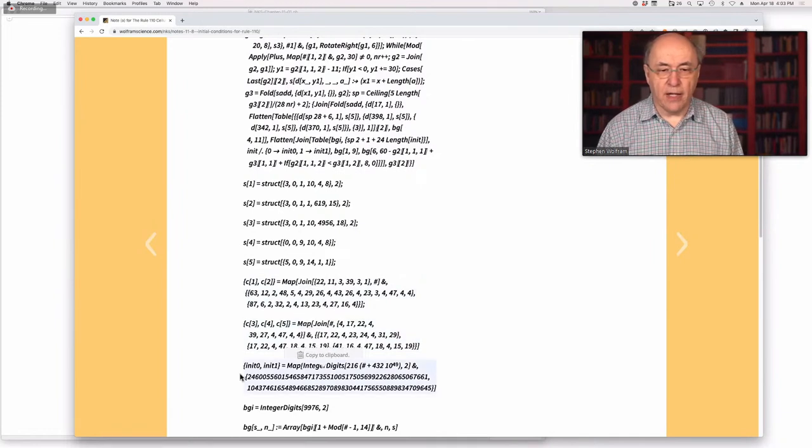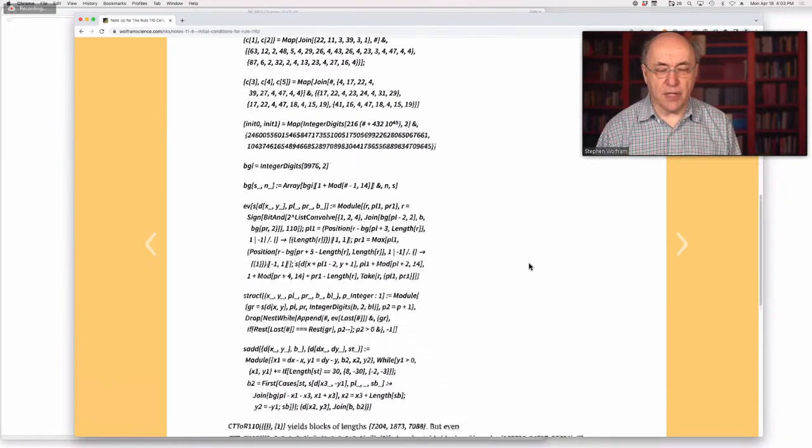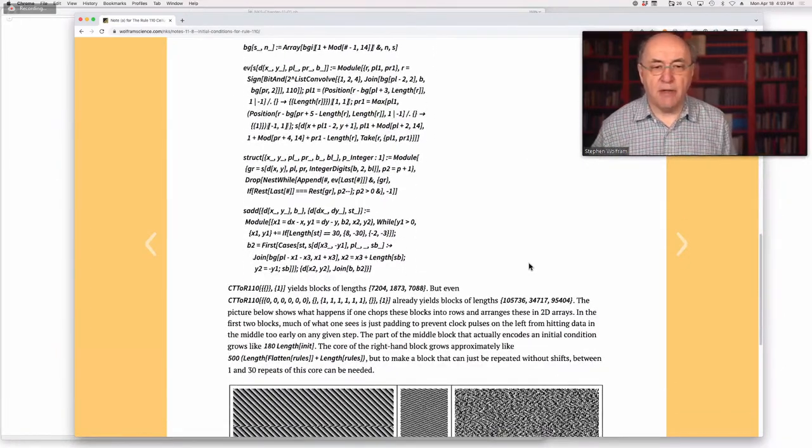And by the way, look at those scary numbers there. This is a complicated story of number theory and so on to make sure that everything lines up, so that you do successfully get the cyclic tag system from the rule 110 cellular automaton.